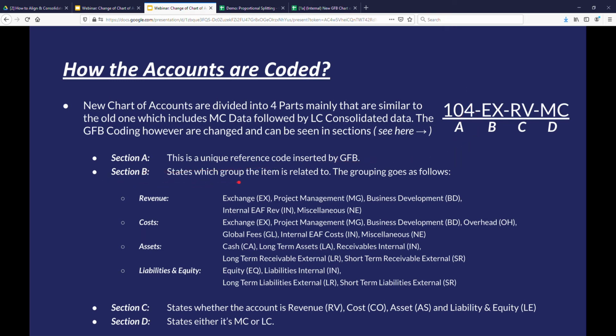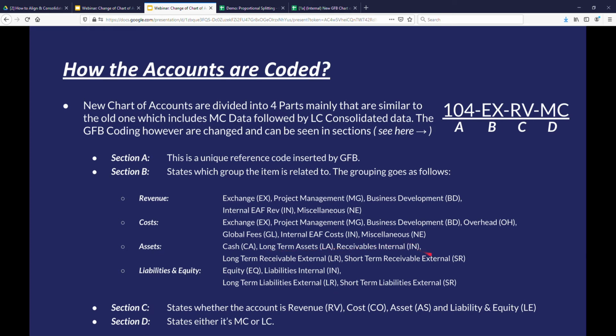Section B states which group the item is related to. For example, if this is a revenue account, then it can show EX or exchange, MG or project management, business development or BD, internal affiliation fee revenue is IN, and then miscellaneous is NE. For cost, it's exchange again, EX, project management MG, business development BD, overhead is OH, global fees is GL, meaning like AIESEC International fees, internal entity affiliation fee costs IN, and miscellaneous NE.